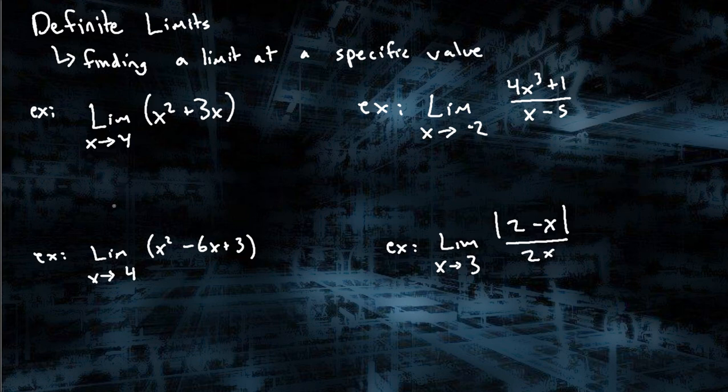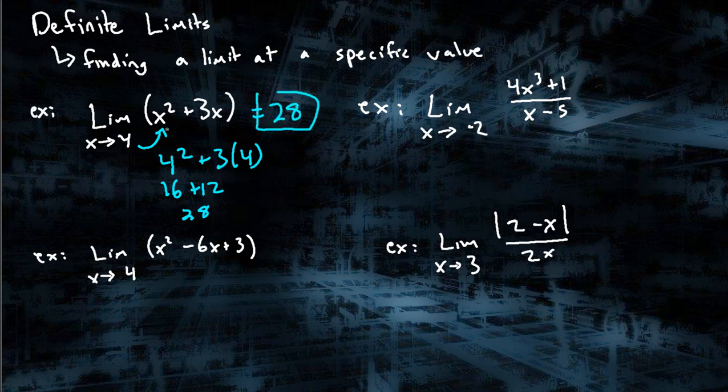So as I take a look at this first example, can we just put 4 into this? So I would get 4 squared plus 3 times 4, so that's 16 plus 12, and I get 28. So that would be the limit, meaning as x approaches 4, the limit that y gets to is 28. No, it doesn't actually get there, it gets close to there. Let's take a look at this example over here on the right.